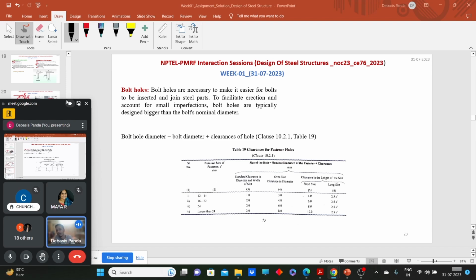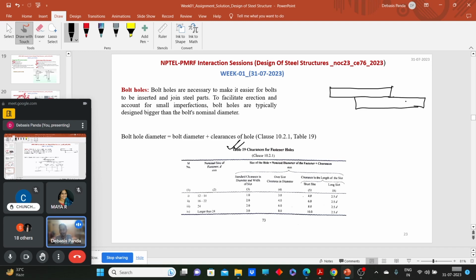But here for the bolt holes we have dedicated tables. Okay, so to make a joint using bolts, what we need to do first, just say for example we have two plates and we need to lap them.